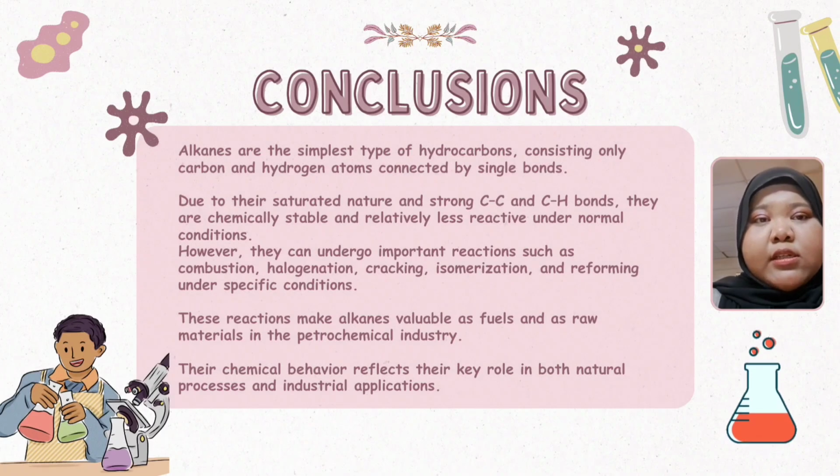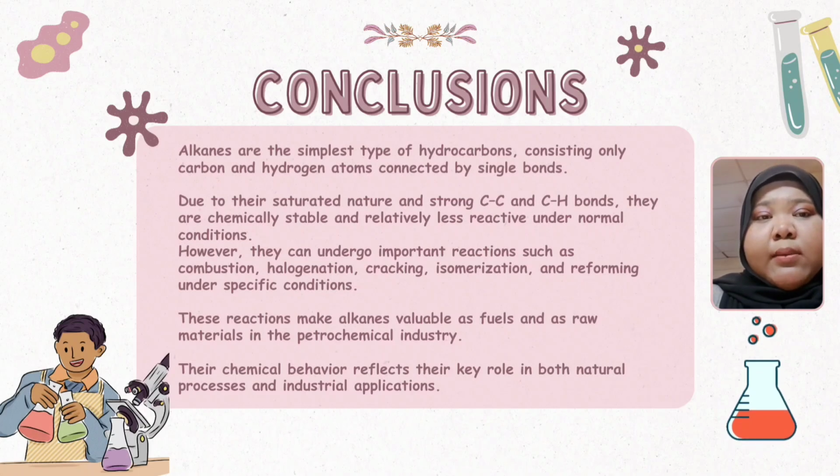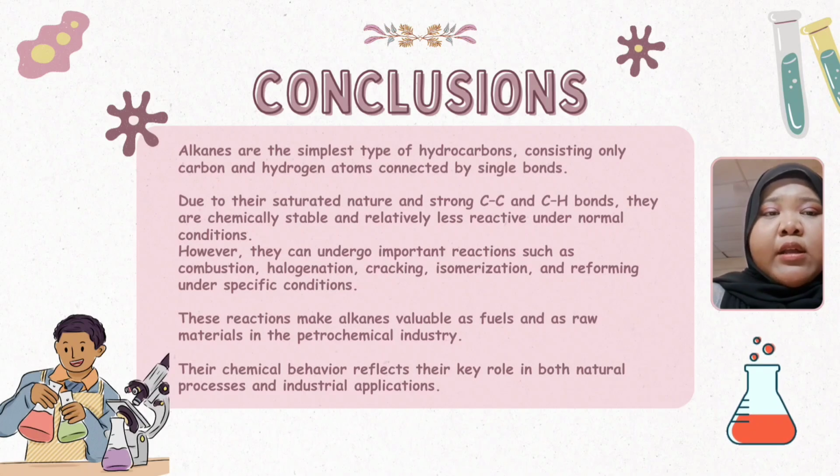In conclusion, alkenes are the simplest type of hydrocarbon, consisting only of carbon and hydrogen atoms connected by single bonds. Due to their saturated nature and strong C-C and C-H bonds, they are chemically stable and relatively less reactive under normal conditions. However, they can undergo important reactions such as combustion, halogenation, cracking, isomerization, and reforming under specific conditions.